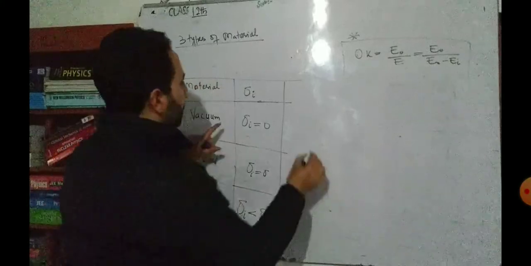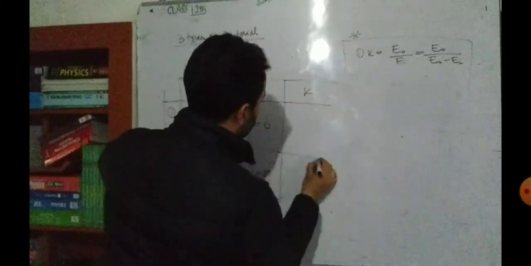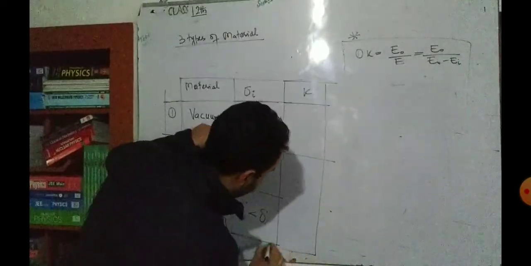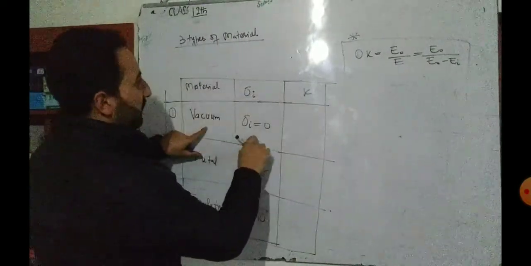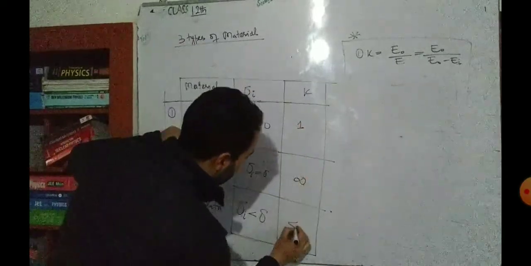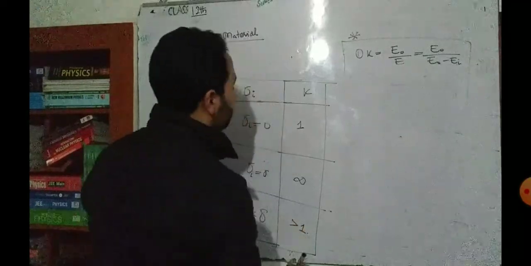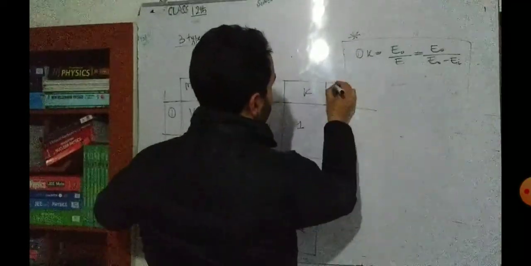ठीक है ना बेटा? Okay, next here I'll write down what? Dielectric constant. इस डब्बे में हम dielectric constant लिखेंगे. अब देखो बेटा, dielectric constant for the vacuum is obviously equal to 1. For metal it's infinite. For this it is less than 1. Sorry, it's greater than 1. I'm sorry, it's greater than 1. K is greater than 1.